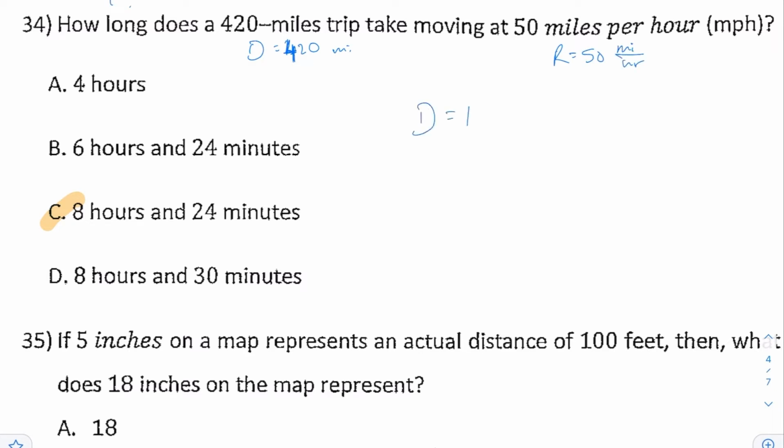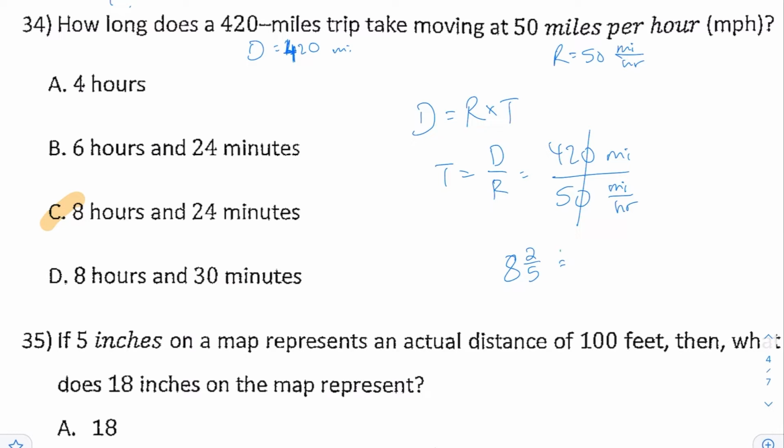So use the same formula, d equals r times t. This time, t is distance over rate. So this will be 420 miles divided by 50 miles per hour. And here you have to do 42 divided by 5, which will be 8 2/5.